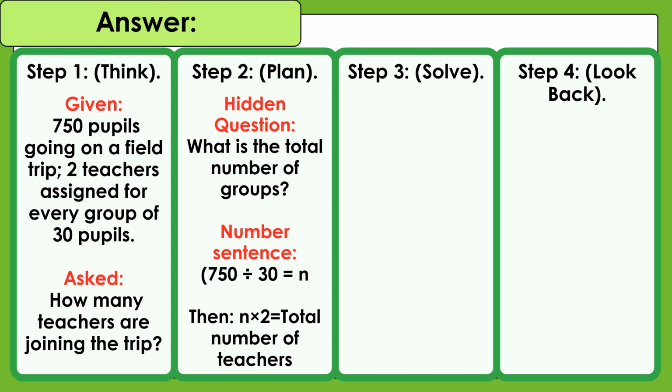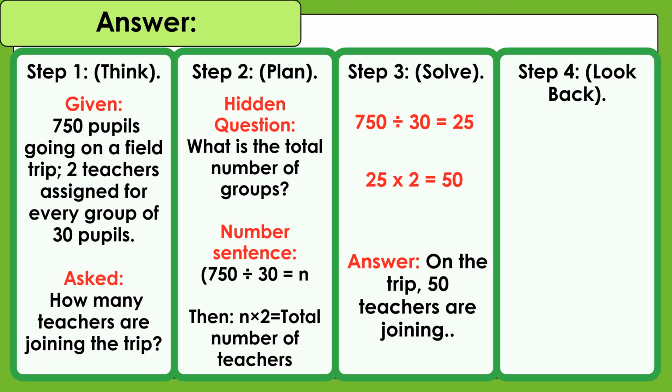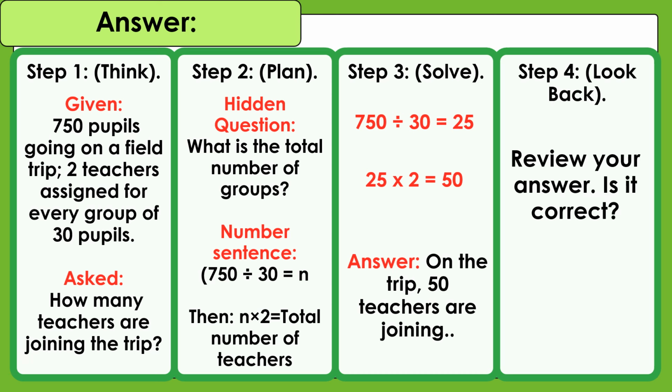Step 3. Solve. 750 divided by 30 is equal to 25. 25 times 2 is equal to 50. The answer: on the trip, 50 teachers are joining. Step 4. Look back. Review your answer. Is it correct?